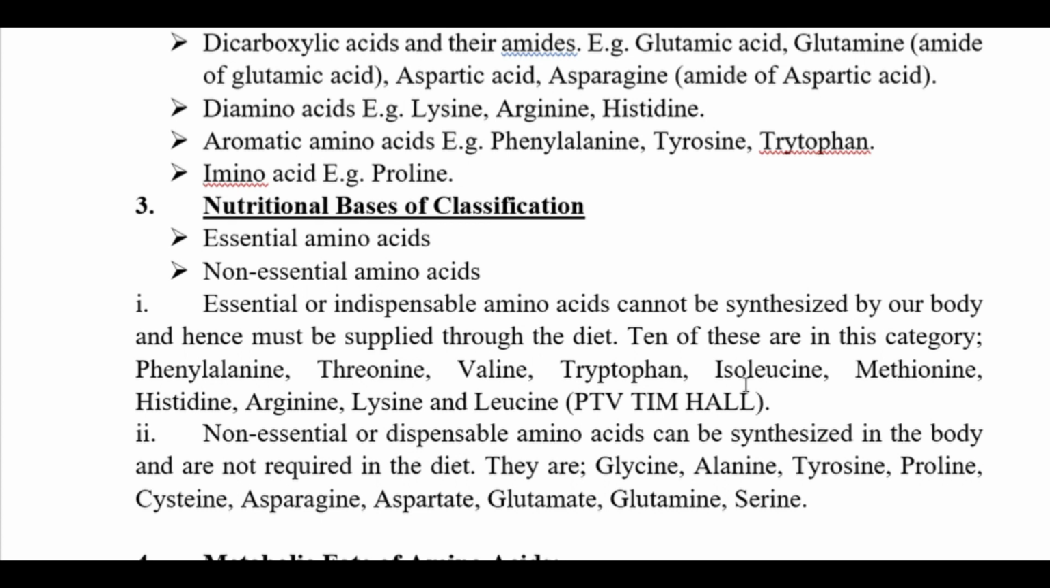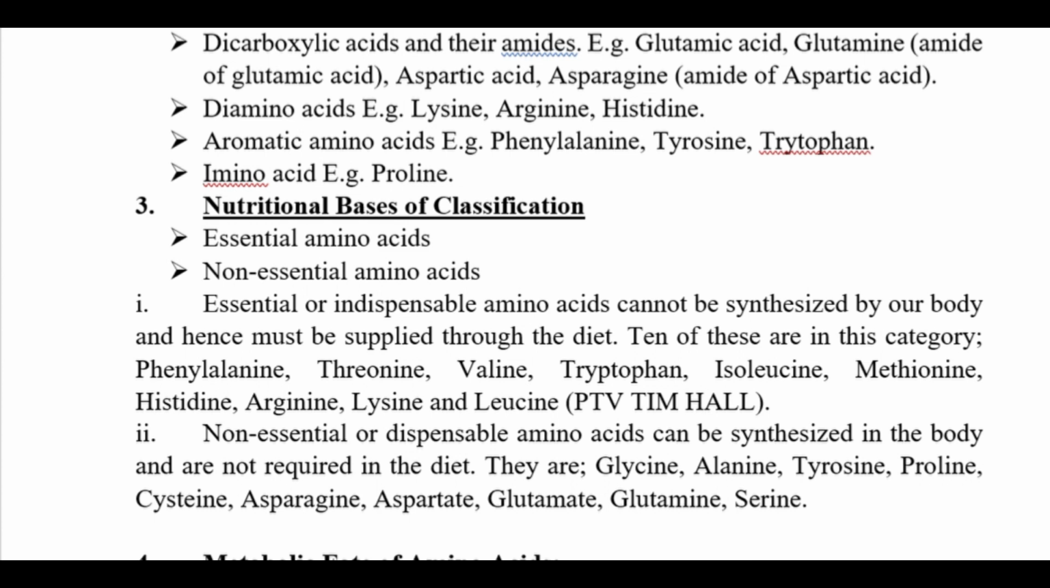Now, the non-essential or dispensable amino acids are those that our body can synthesize. It is not essential that we get them in our meals, because our body can actually synthesize them. Examples of these are glycine, alanine, tyrosine, proline, cysteine, asparagine, aspartate, glutamate, glutamine, and serine. So if you know PVT TIM HALL as essential, the remaining 10 amino acids are the non-essential amino acids.